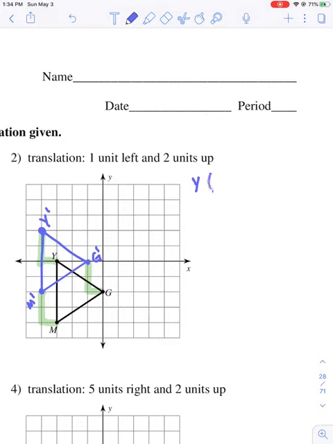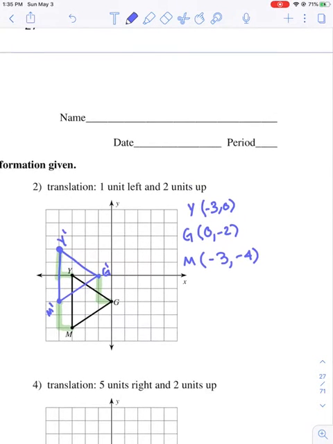Another way you can do this, especially if they don't give you a graph, is by looking at the points. So the original Y was, let's see, -3, 0. The original G is 0, -2. And the original M was -4, 1. So let's say they only give you the points and they don't have a graph for you.